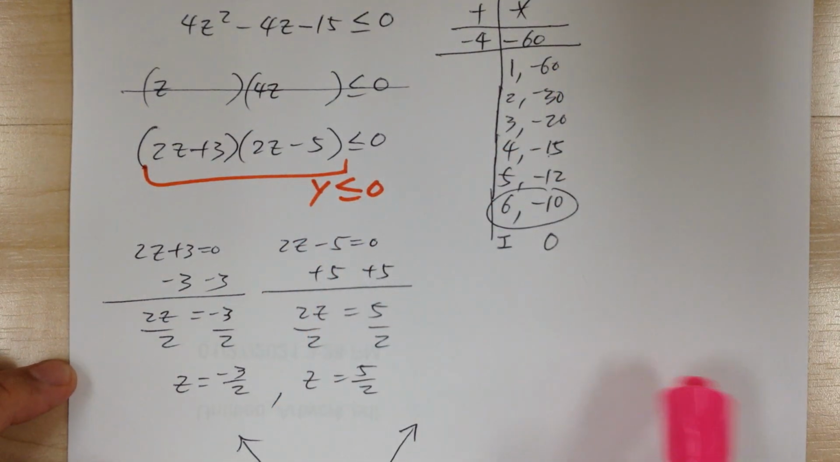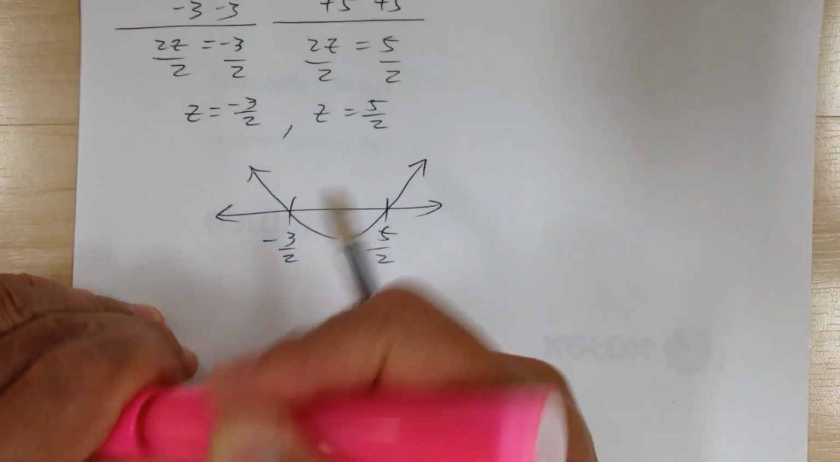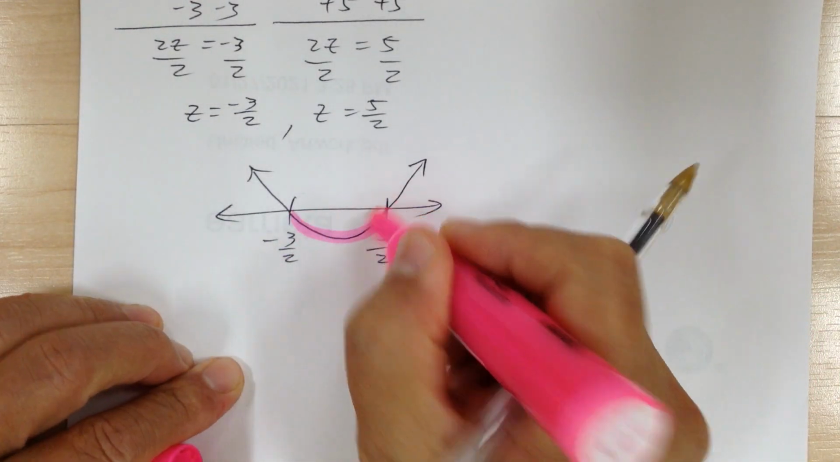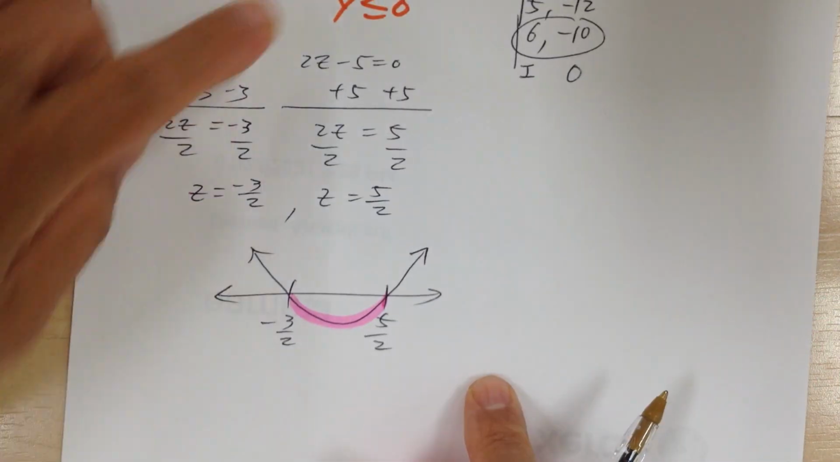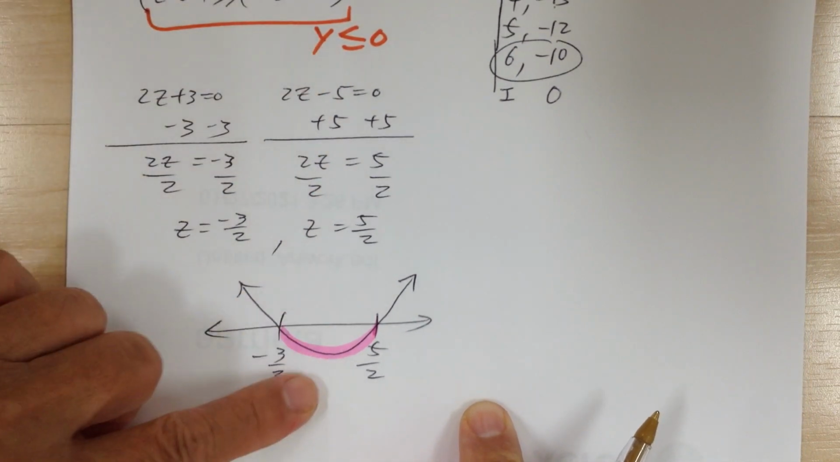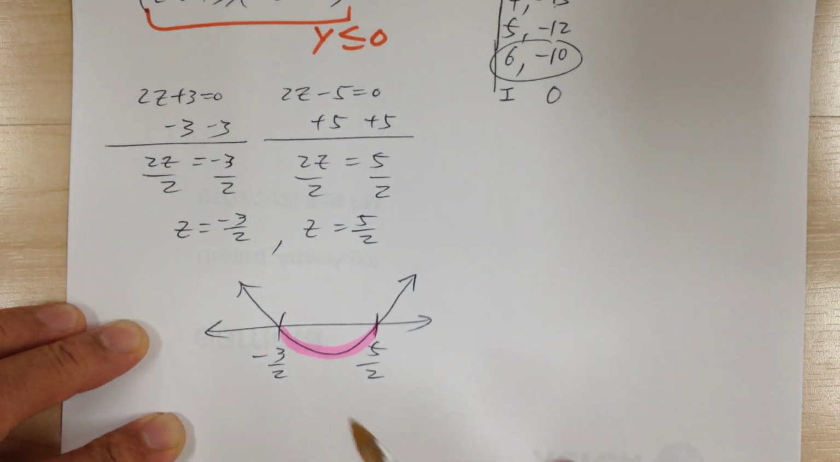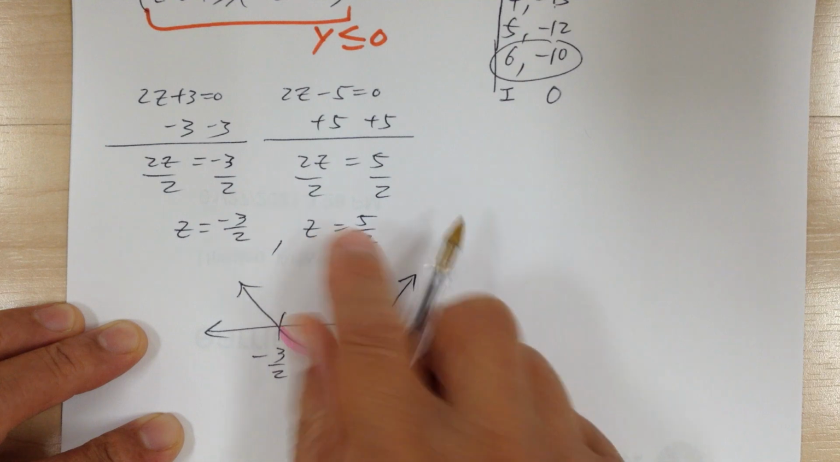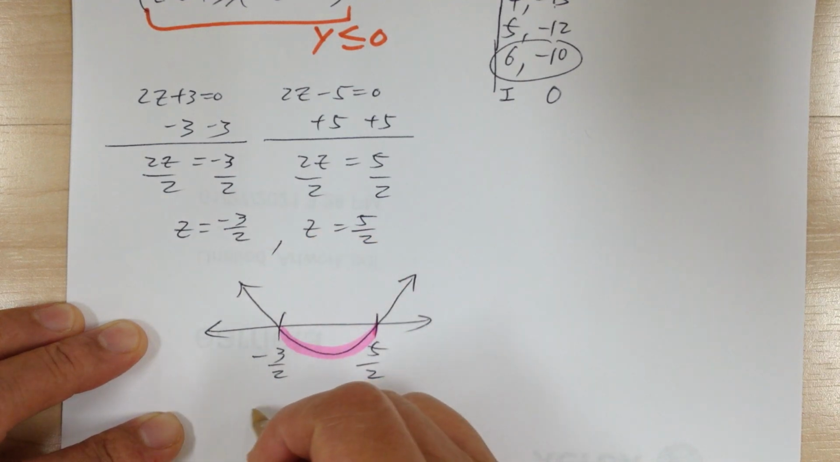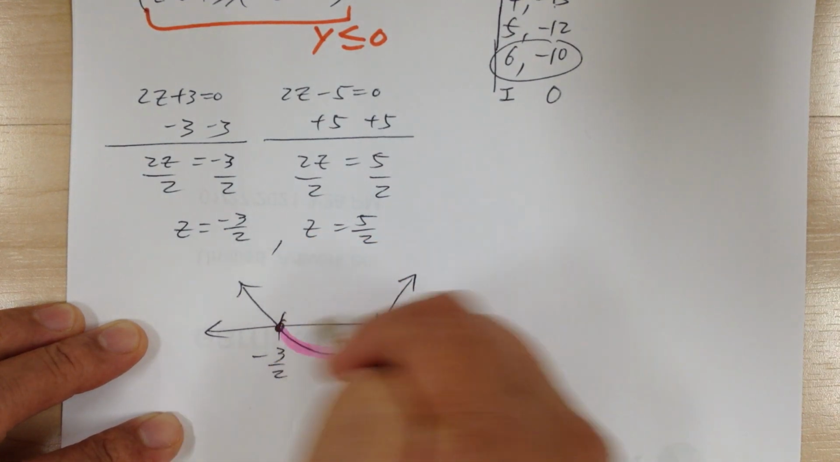So you're looking for the lower part. So you're looking for this part right over here. Because you have to be less than or equal to 0, right? So you're looking for the lower part. Now you have to switch back to the z, the variable, and this is going to be the closed circle.